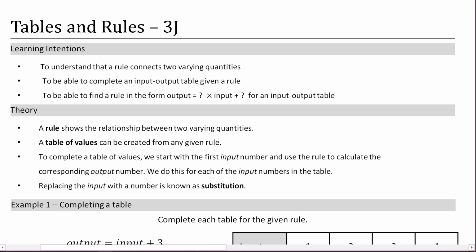Okay, so in this video, we're going to be working through exercise 3J, which is all about tables and rules. What are our learning intentions? To understand that a rule connects two varying quantities, to be able to complete an input-output table given a rule, and to be able to find a rule in the form this for an input-output table.